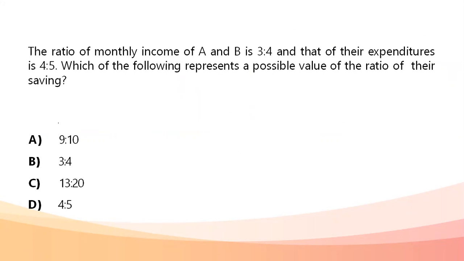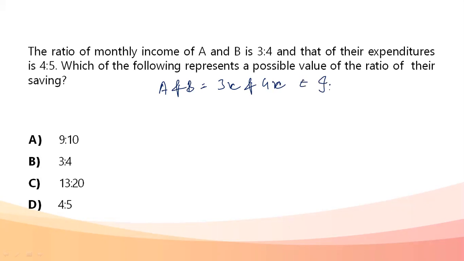Next, the ratio of monthly incomes of A and B is given. It's 3:4. Then the ratio of their expenditures is also given to me. It's 4:5. Which of the following represents a possible value of the ratio of their savings? Okay, so I know the income ratio is given to me, the expenditure ratio is given to me. Let the incomes of A and B be 3x and 4x.